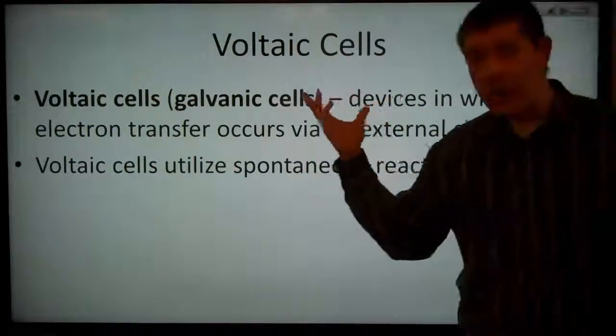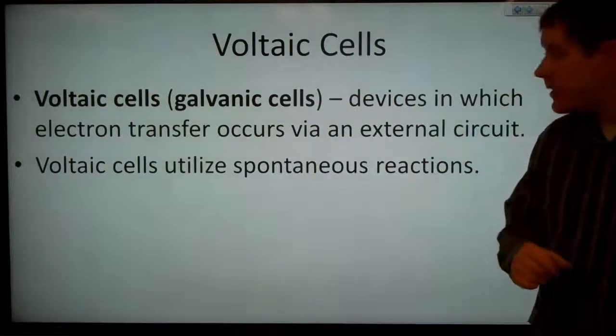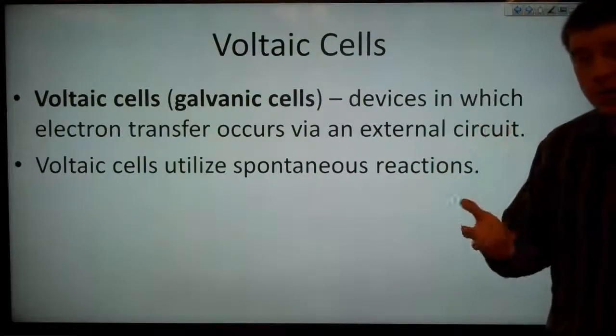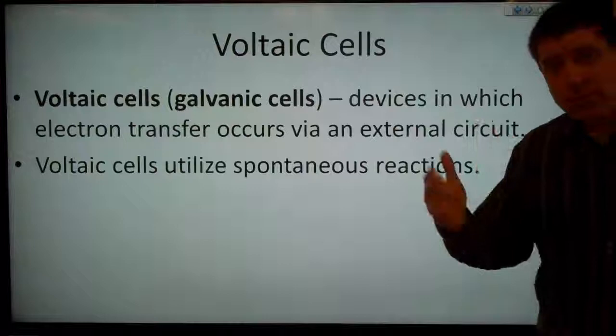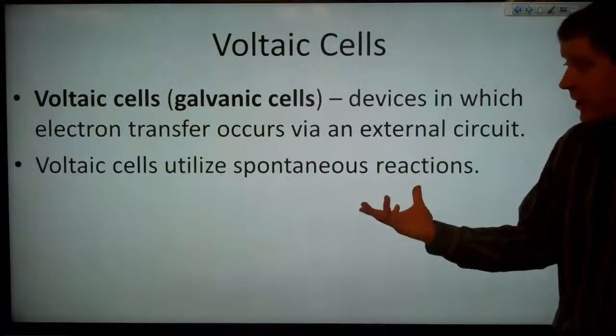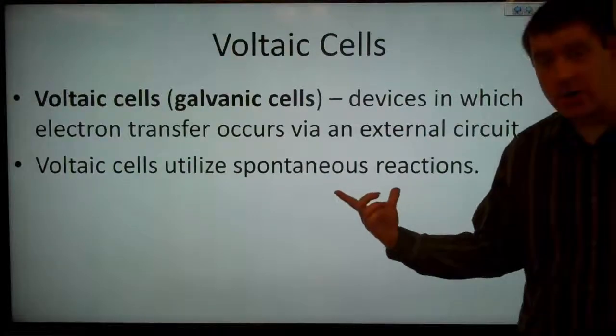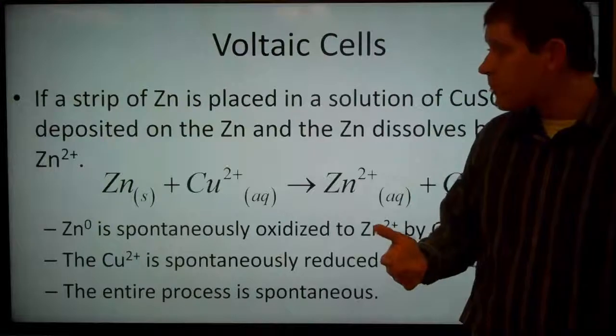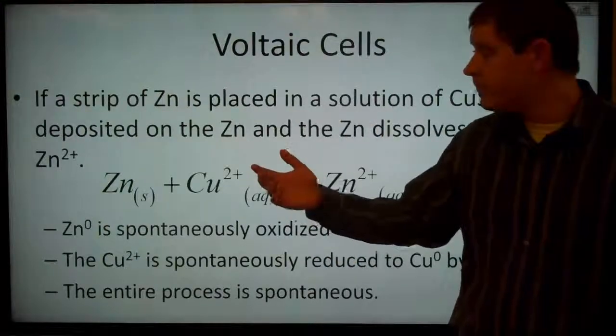So this is where we get to voltaic cells or galvanic cells. These are devices in which electron transfer occurs via some external circuit through a wire and presumably some load that we're trying to push electricity through. So voltaic cells utilize these spontaneous redox reactions that we talk about. So let's look at an example.